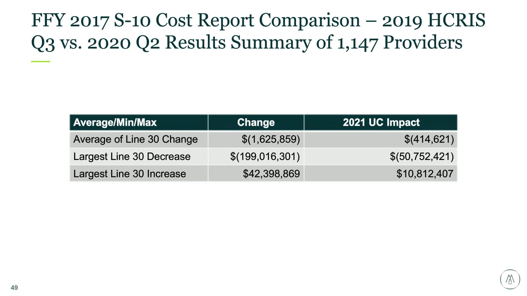We also saw some huge swings, with the largest decrease having an approximate $50 million hit on the hospital's UC reimbursement, and the largest increase equating to an almost $11 million pickup on their 2021 UC payment.